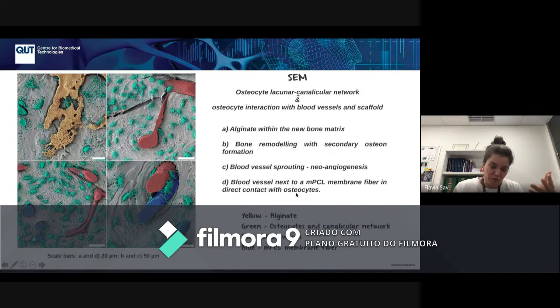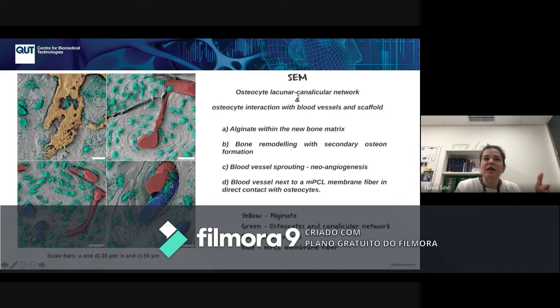So I usually also analyze these cells through scanning electron microscopy. I do some kind of etching where I expose the cells, and then I can see the bone cells here in green, and also the blood vessels here in red, and my scaffold in blue here. In this case, it was the membrane that I used that had very small fibers. And here I'm showing the interaction of the blood vessel with the scaffold and also with the bone cells.